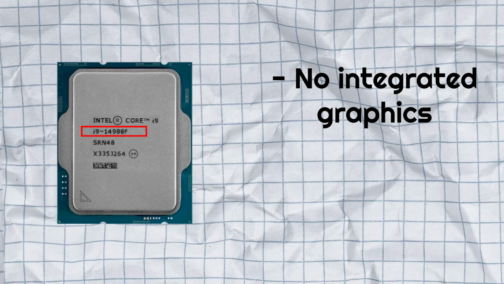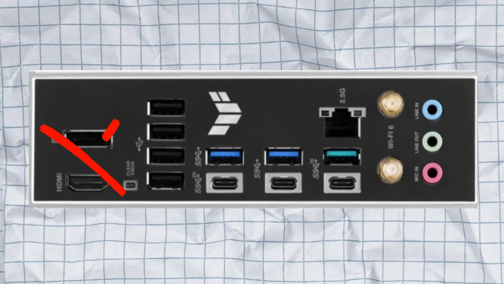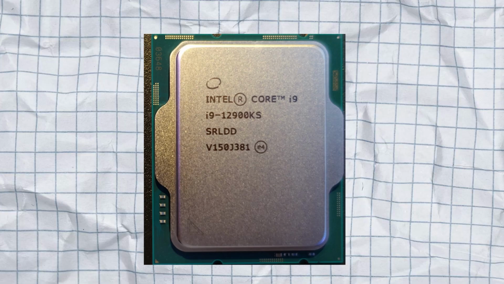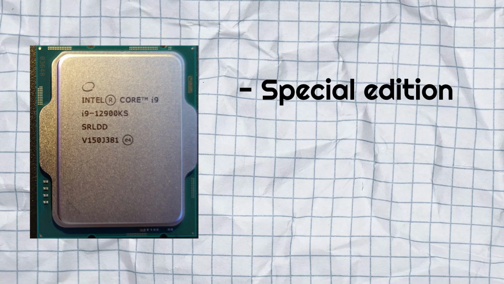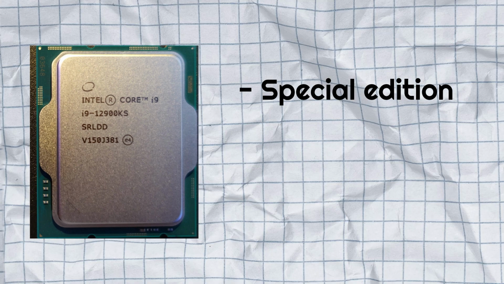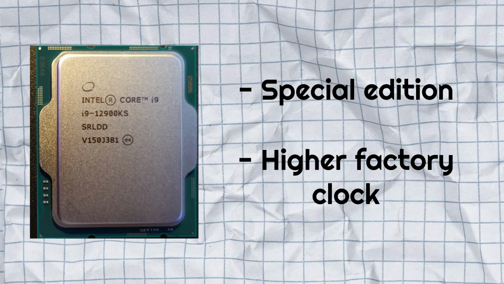of performance. F means that it doesn't contain integrated graphics, meaning with this one, the HDMI ports on the motherboard become useless. And the S suffix means that it is a special edition chip, which isn't used much at all, but all it means is that it has a slightly higher factory clock speed compared to non-S suffix chips.